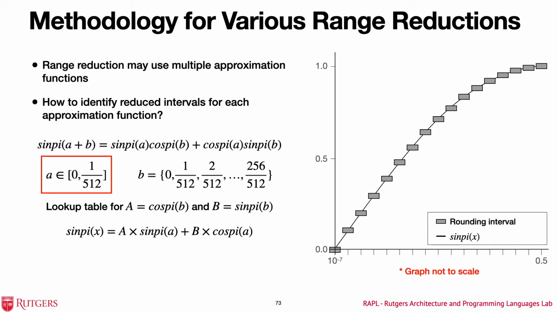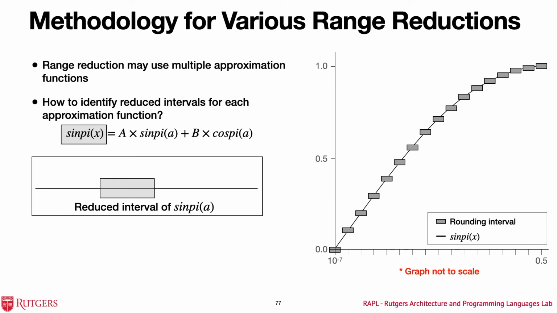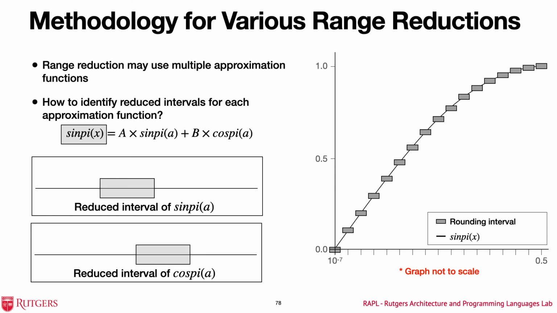So our range reduction significantly reduces the input domain to 0 to 1 over 512, but our output compensation function requires us to approximate both sine pi of a and cosine pi of a. To make sure that the result of our output compensation function produces a value within the rounding interval, we have to identify the reduced intervals for both sine pi of a and cosine pi of a, where these reduced intervals are dependent on each other.